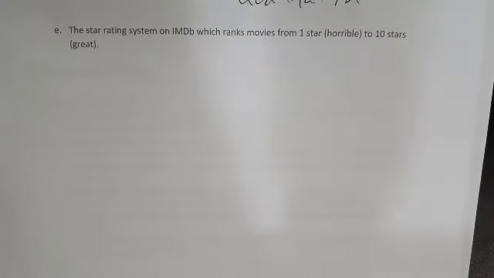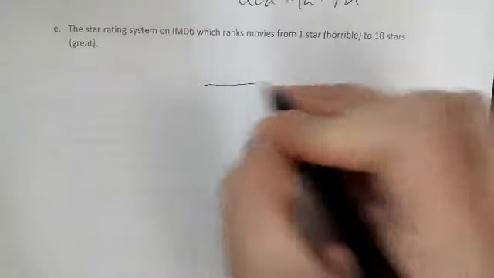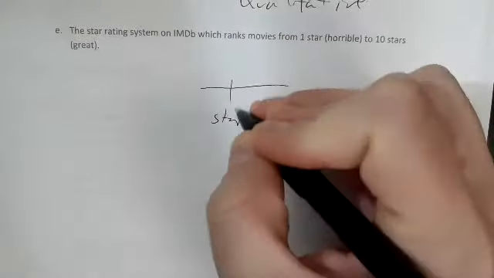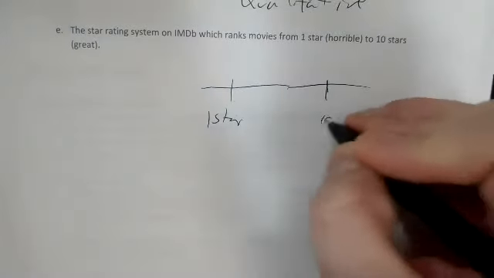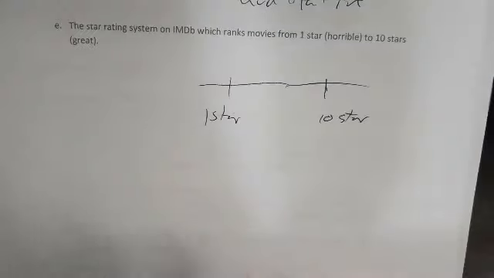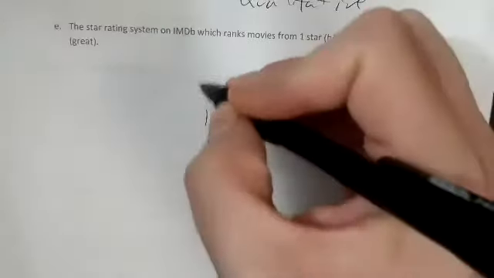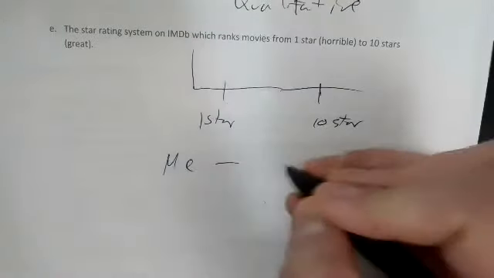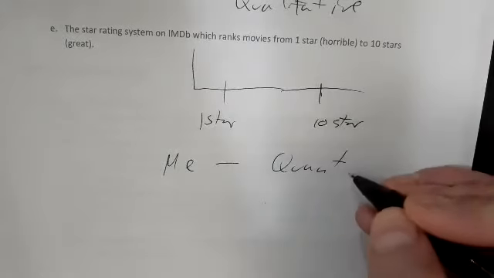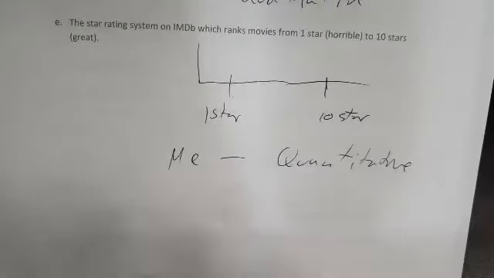All right, so now we get to this thing. And this thing says the star rating system on IMDb, which ranks movies from 1 star to 10 stars. Great. If I were answering this, I can go from 1 star to 10 stars on the scale. I can average those things and find the average score for a movie. So this is what I would say. I would by all means call this quantitative. I would treat this like a quantitative variable. I would do the calculations on it just like it's a quantitative variable.